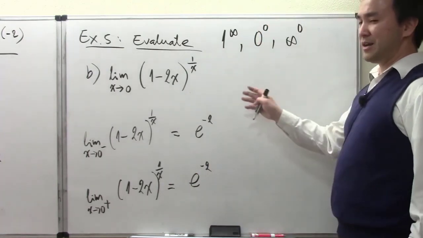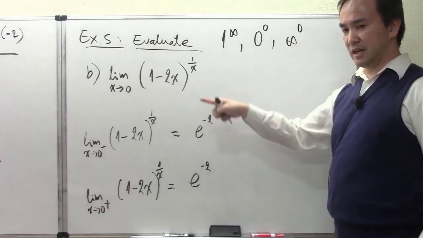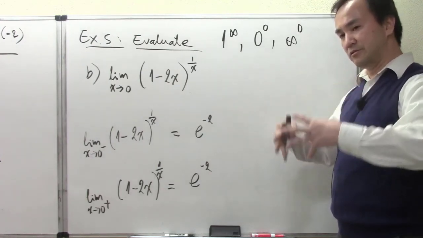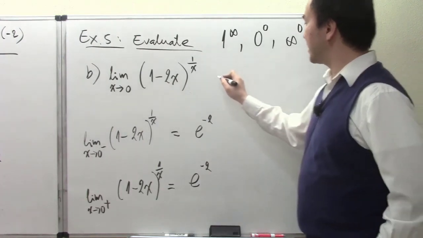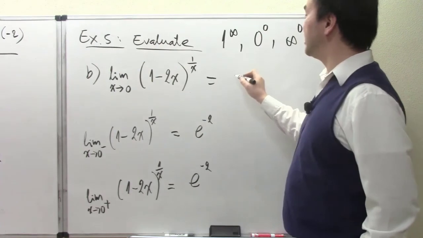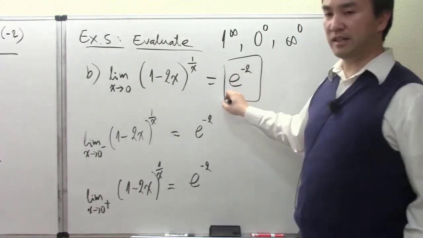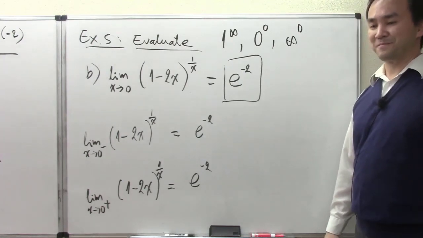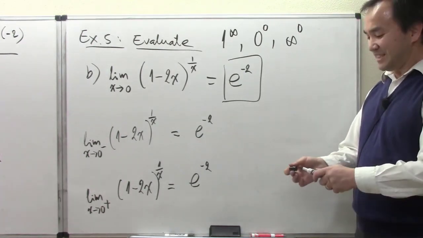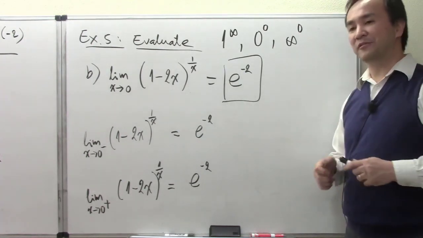Since the left hand side and right hand side limits agree, we can go back and say the overall answer equals e to the minus 2. And that's how we find the answer to this particular problem. That's all I have for this example number 5.